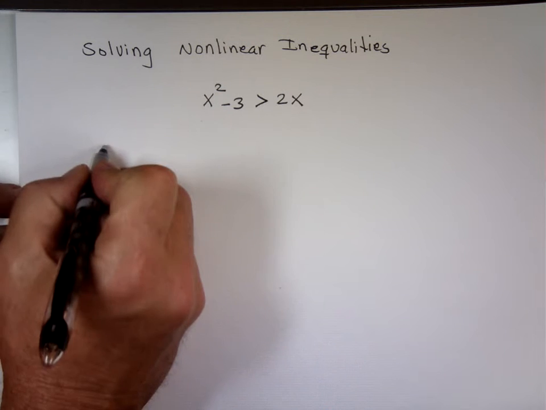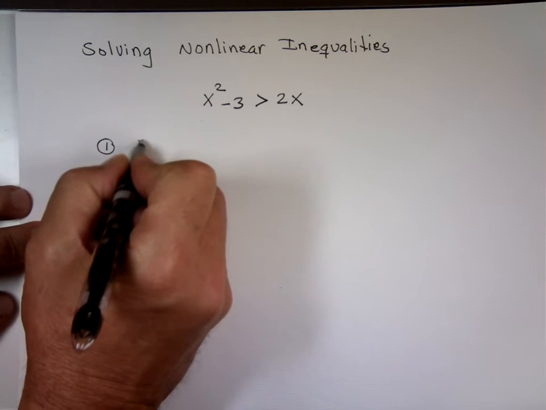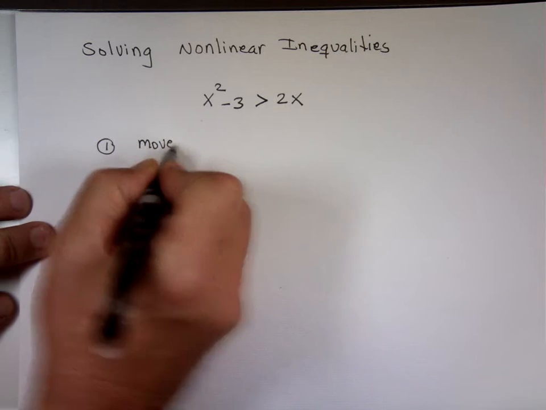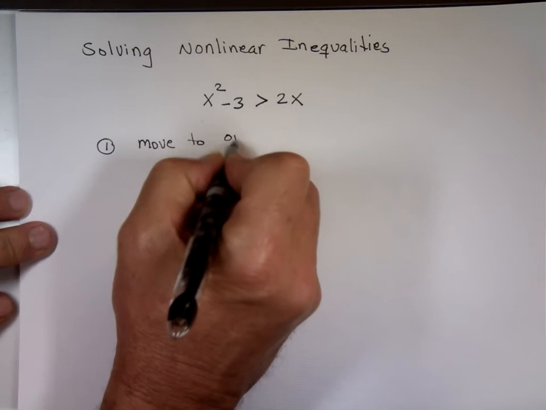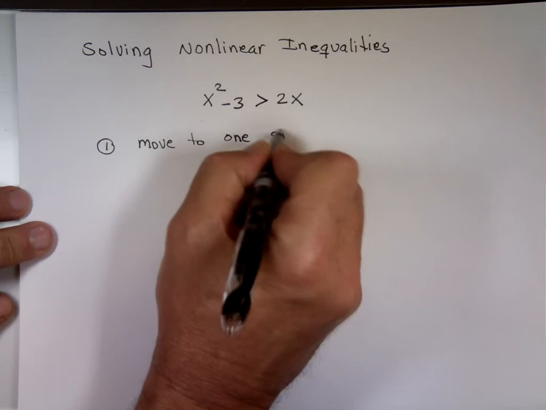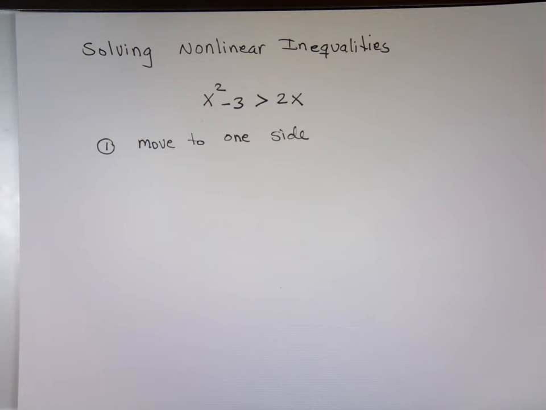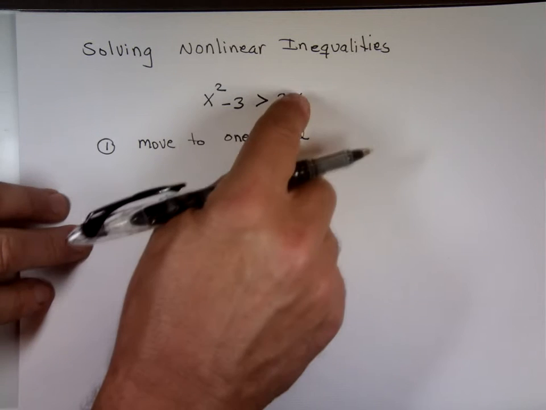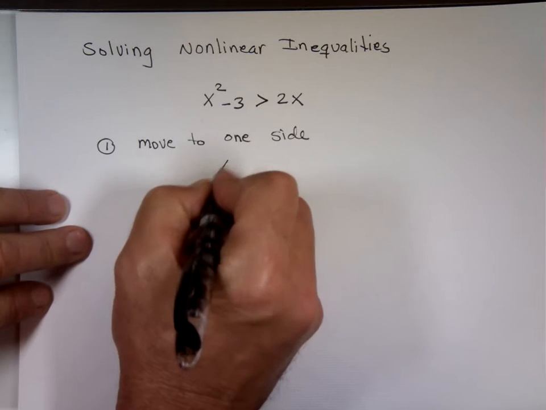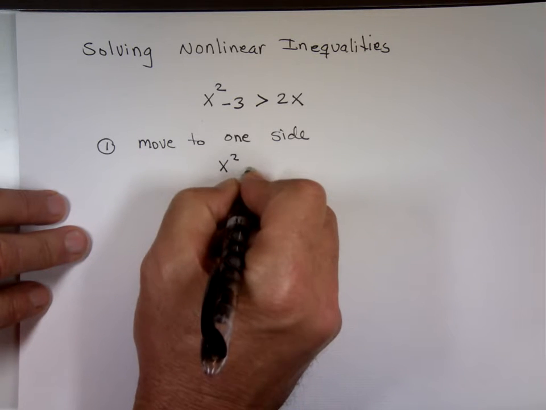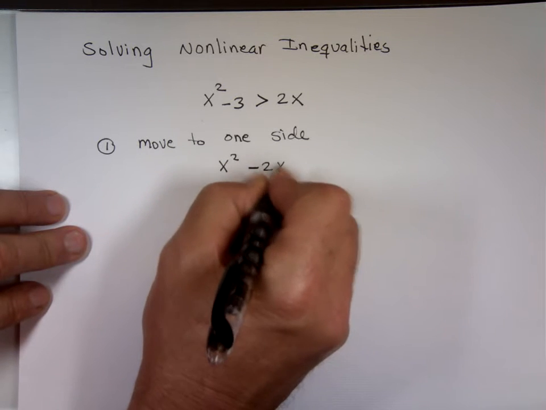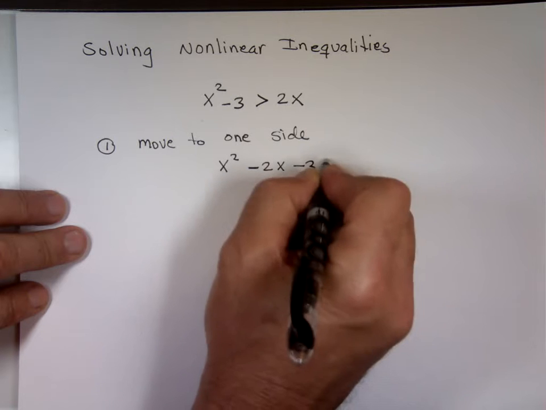Everyone is different. My first step, I move everything to one side. And me personally, I like the x squared to be positive. So in this case, I'm going to move the 2x to this side, and this becomes what? X squared minus 2x minus 3 greater than 0.